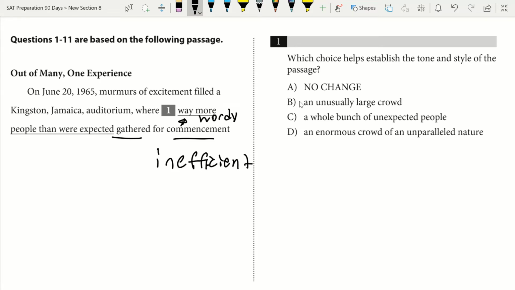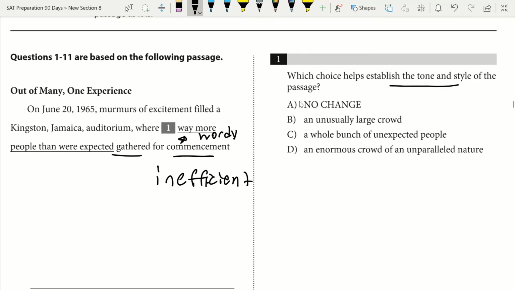So we're asked in 1, which choice best establishes the tone and style of the passage. So we're going to look for something that is basically an academic tone and that's also very concise, right? Concise, very efficient in our word choice. So let's look at our options. We know A is out because it's wordy. B, an unusually large crowd. Yes, that's very efficient. That's very concise. Number 1, B is going to be our correct answer there.